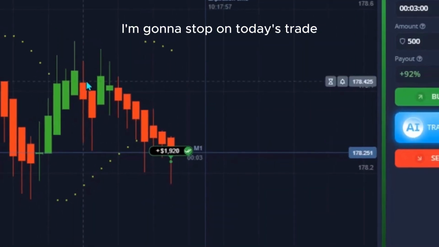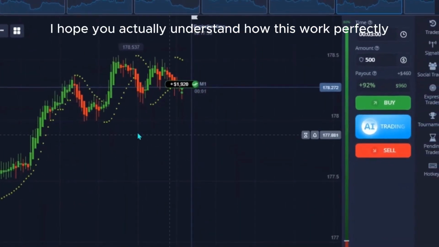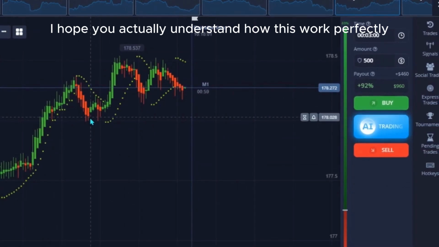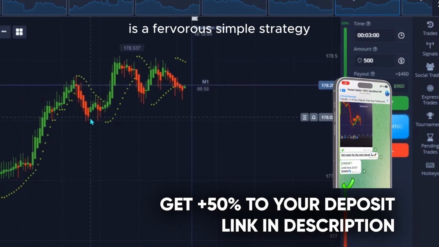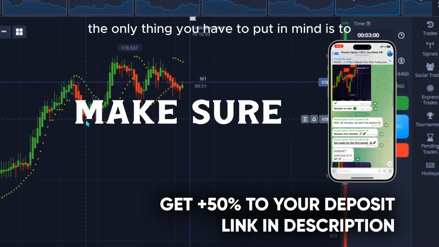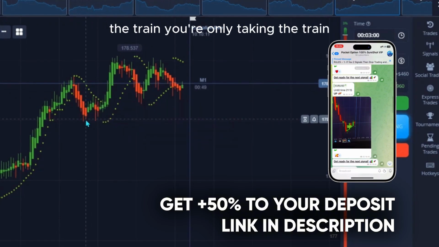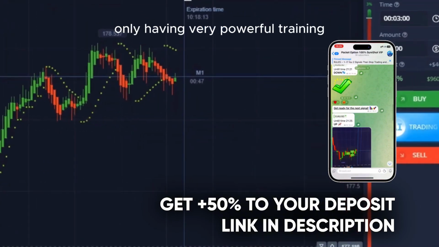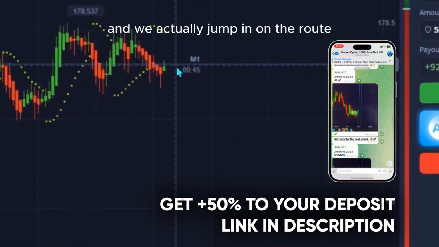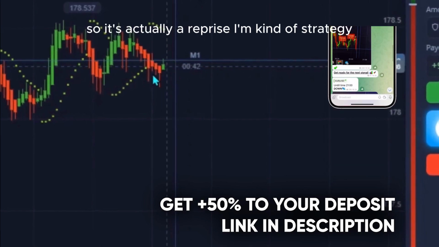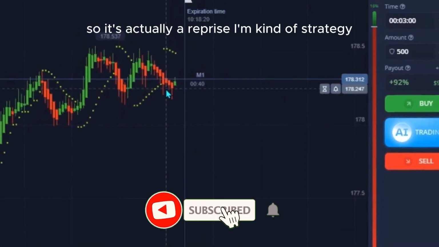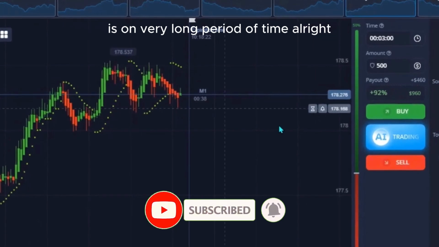So guys, I'm going to stop on today's trade. I hope you actually understand how this works perfectly. It's a very simple strategy. The only thing you have to put in mind is make sure that you're following the trend. You're only taking the trade when you have a very powerful trend, and we actually jump in on the reversal position. So it's actually a reverse kind of strategy. That's the reason why you need to do this on a very long period of time.